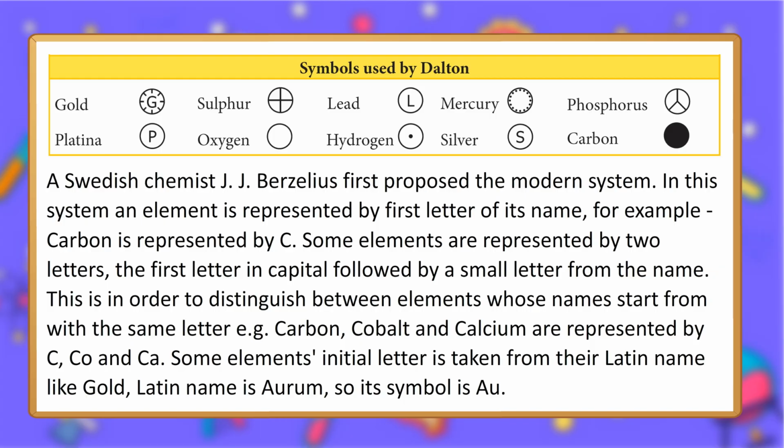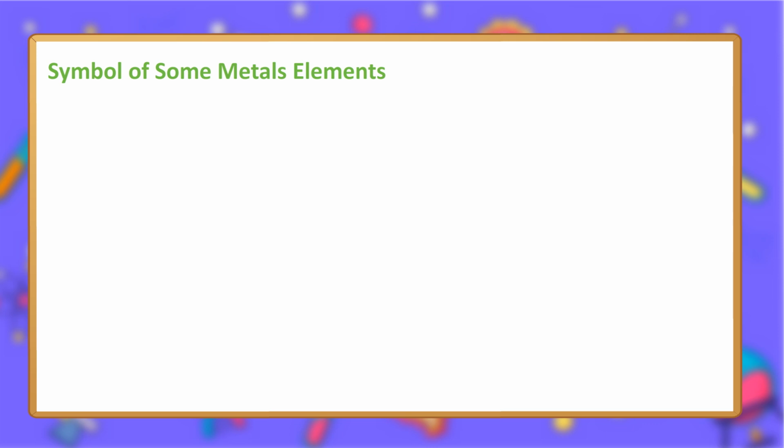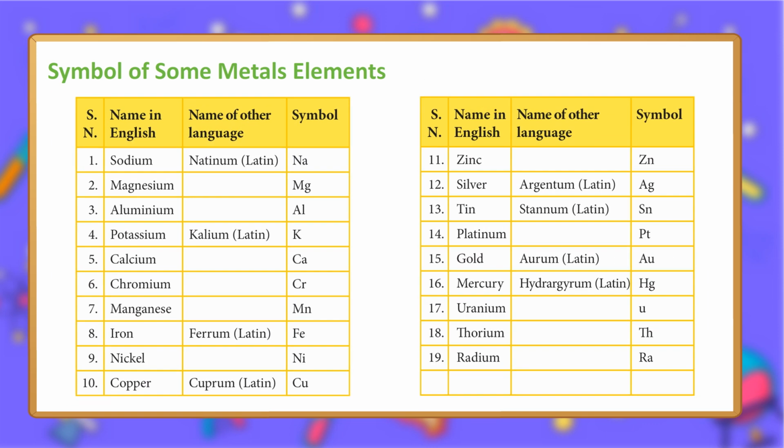Some elements' symbols are taken from their Latin name, like gold. Its Latin name is aurum, so its symbol is Au. Symbols of some metal elements. Serial number, name in English, name in other language, symbol. 1. Sodium, Natrium, Latin, Na. 2. Magnesium, Mg. 3. Aluminium, Al. 4. Potassium, Kalium, Latin, K.